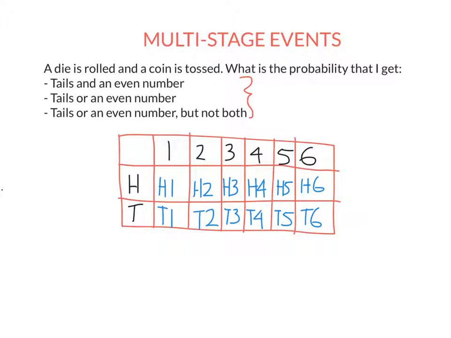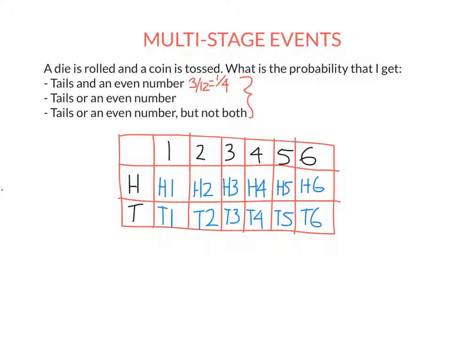So for the first one, tails and an even number, we just go to our table and we find all the ones that have both tails and an even number. Well, this one has tails and an even number, so does this one and this one. There are 3 such outcomes, 3 ways that I could get tails and an even number, and there are 12 outcomes in total. So it's 3 over 12 or a quarter. First one done.